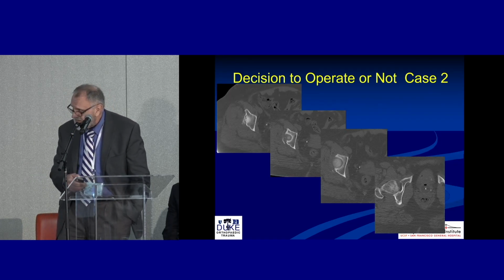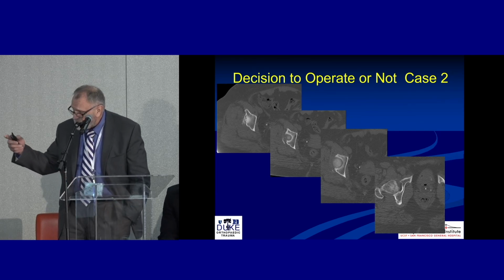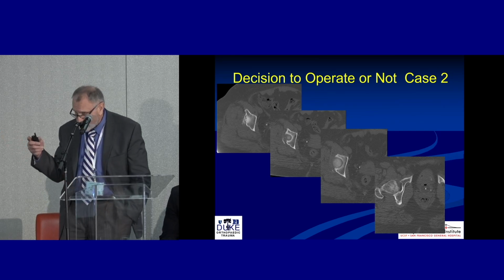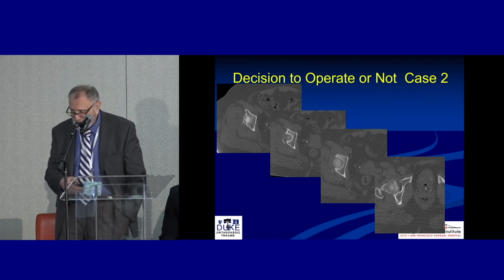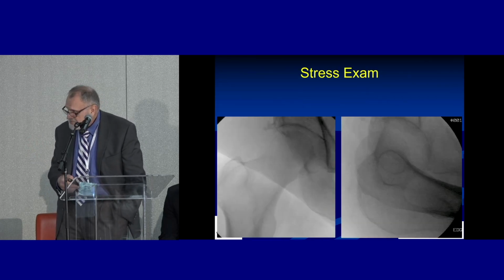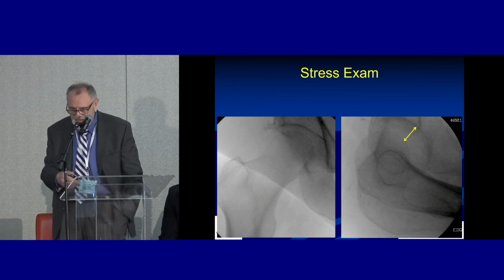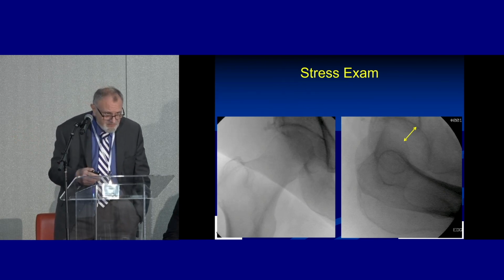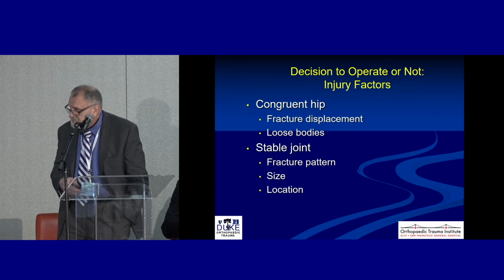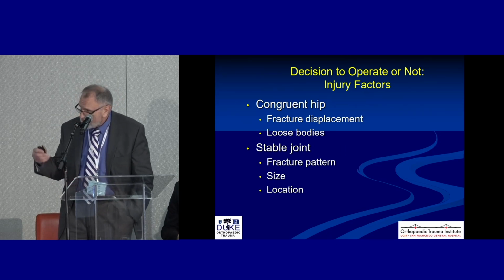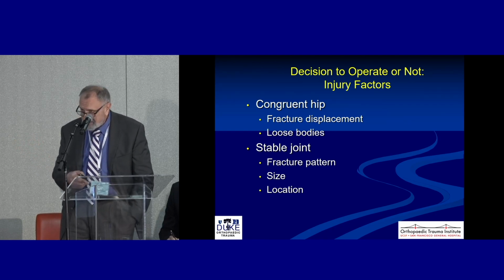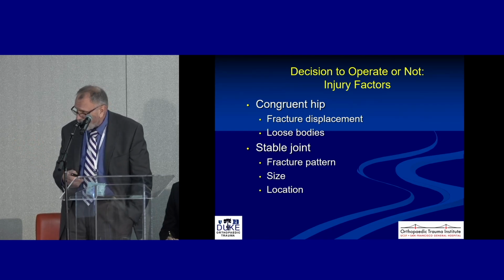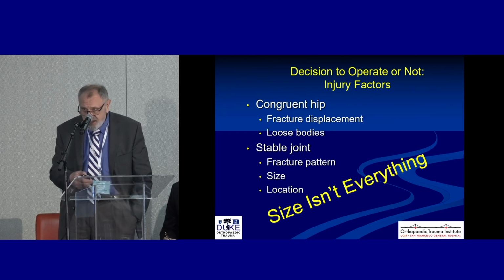Now here's a different case, second case, a little bit different decision, and even perhaps a smaller posterior wall, but it's more superior. And superior walls can often be deceivingly unstable. In this particular case, you can see a stress exam. Here's an AP, here's a flexion, and notice the gap between the femoral head and the acetabulum. So this is clearly unstable. So this one is an indication to be treated, even though the fracture itself looked a little smaller. Now, in terms of those decisions, we think about congruence, about fracture displacement or loose bodies, and about stability. So identifying where the pattern is and where it goes becomes very important. So size isn't everything, but it can be important.